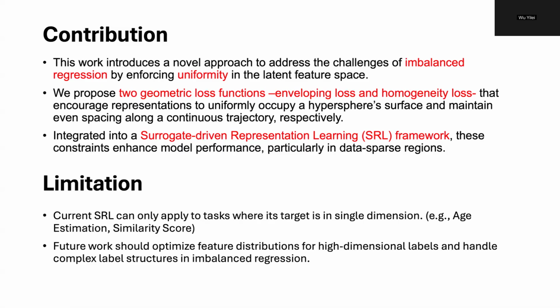So, to summarize our contribution, we introduced a new paradigm, thinking about regression through geometric uniformity. On top of that, we propose two loss functions, the enveloping loss and the homogeneity loss. One limitation of our method is that currently SRL only handles single-dimensional regression targets. Therefore, future work will extend to multi-dimensional outputs and more complex label structures.